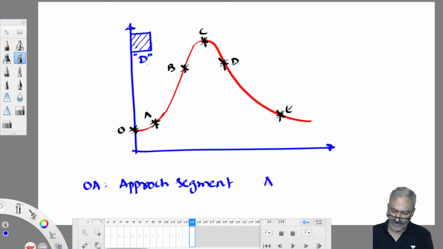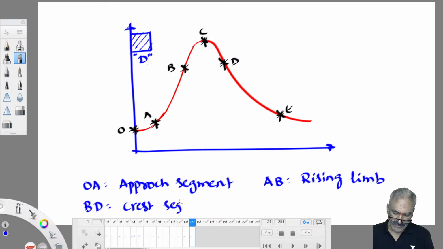And AB portion of hydrograph is called rising limb. So, first drop of direct runoff joins the water body at point A. From then onwards, more and more direct runoff joins the water body. Therefore, discharge increases fast. So, it is called rising limb of hydrograph. And BD portion of hydrograph is called crest segment. And DE portion of hydrograph is called recession limb or falling limb.